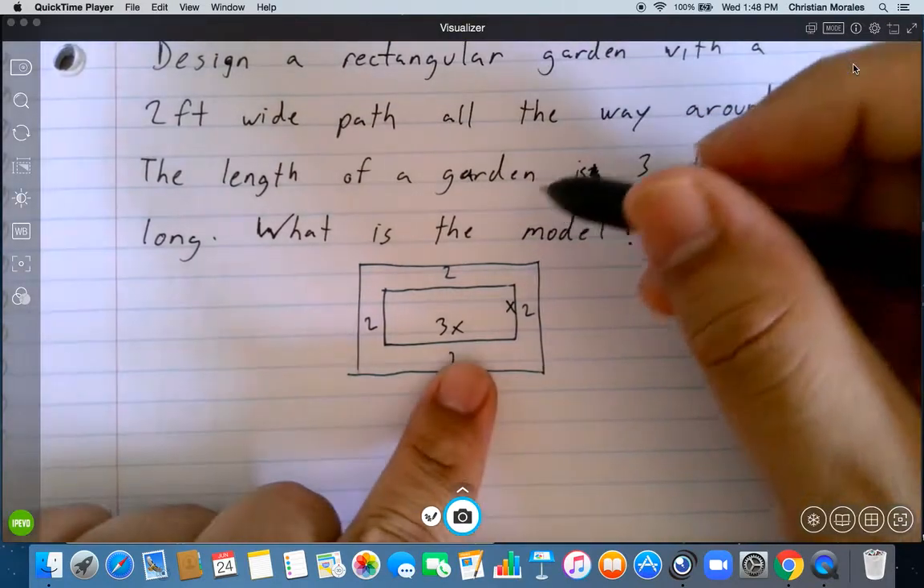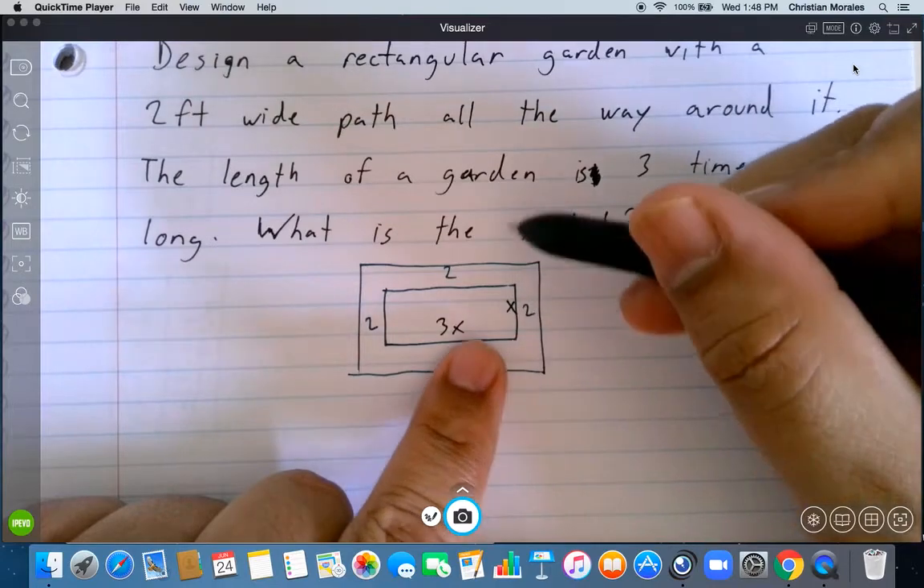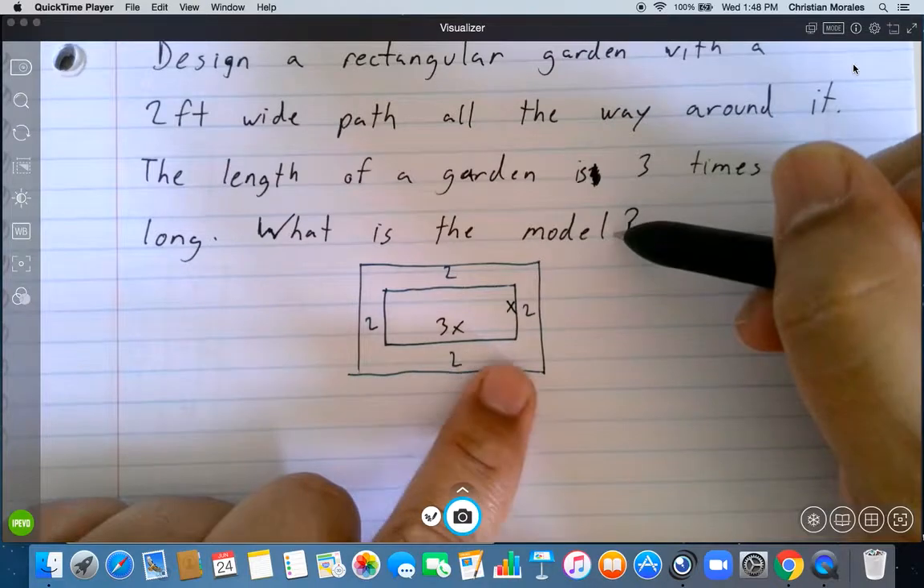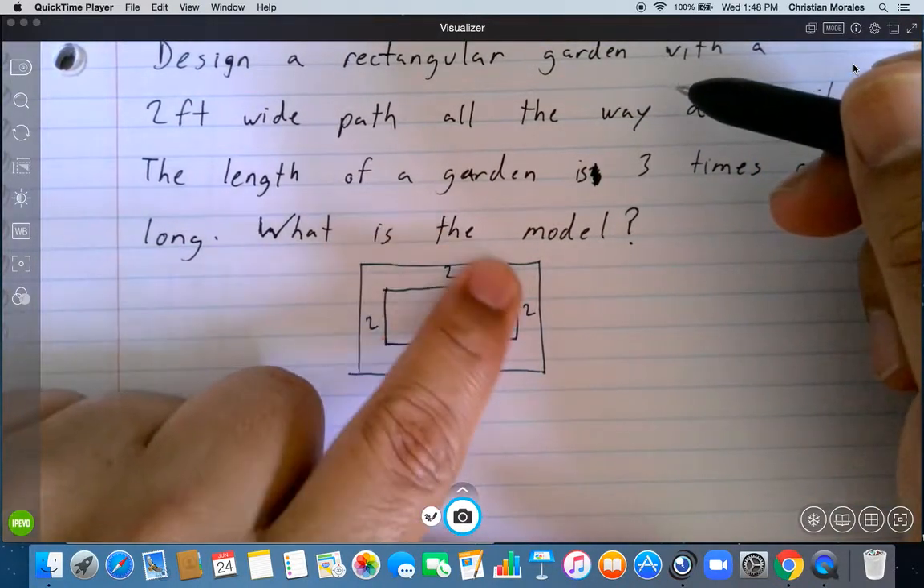So let me clarify that because I read that weird. It is 3 times longer than it is wider. The length is 3 times as long as the width. I think I didn't put that in the model, so I apologize for that. But guys, this would be my model. This would be the example of the garden.